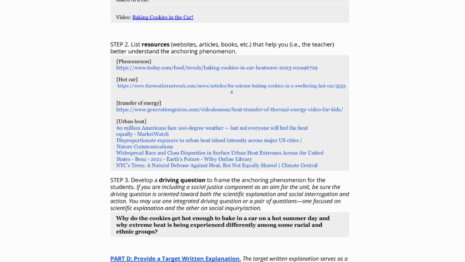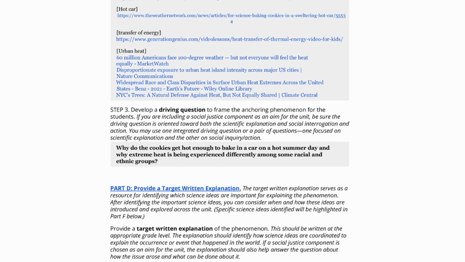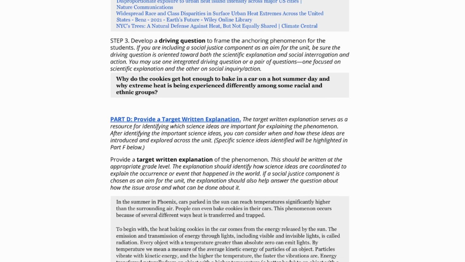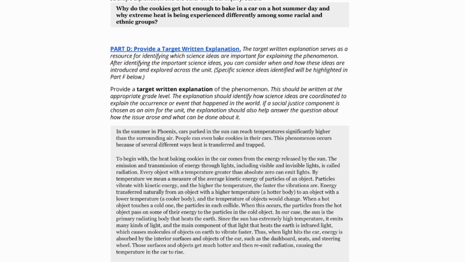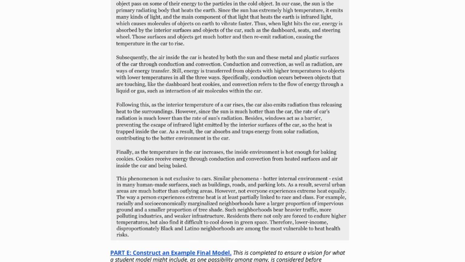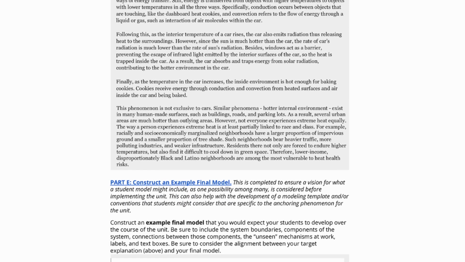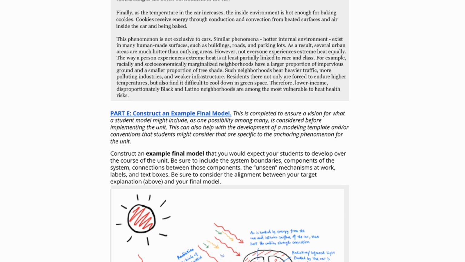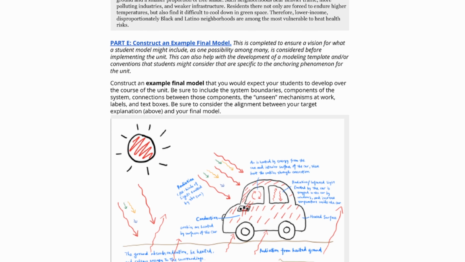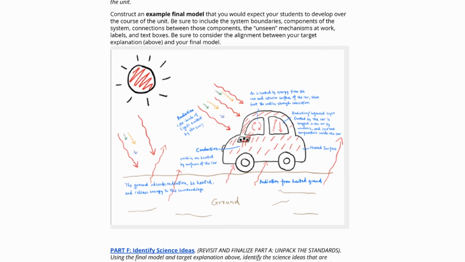The anchoring phenomenon integrates key concepts in thermal energy and radiative transfer with social studies of heat inequity in urban environments. The target written explanation and example final model help clarify the goals of our instruction. While students will construct their own models and explanations, creating them ourselves helps us better understand the underlying science ideas and the instructional targets.